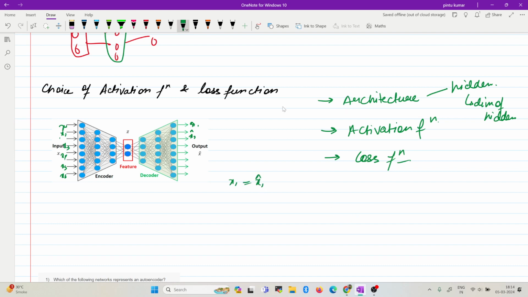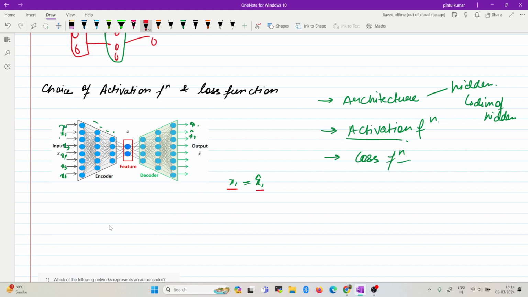So the architecture we have already taken care of. We want either it should be decreasing towards the bottleneck, or it can increase towards the bottleneck in case of overcomplete. But let's assume that it is decreasing. Architecture we have decided. Next thing we want to decide is the activation function that we should select. For the activation function, what we want is that the input should be the same as the output, right?